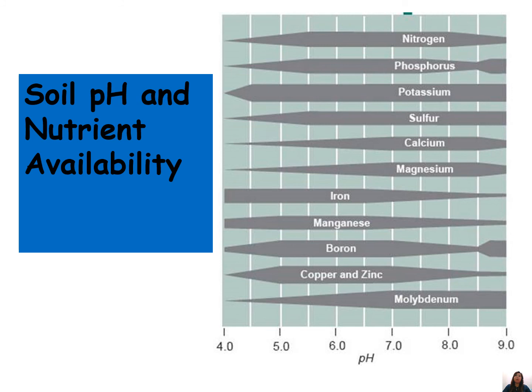lower than 5.5, and another example is that iron becomes limiting starting at pH greater than 7. So that is how you can use this soil pH scale to see the relationship with nutrient availability.